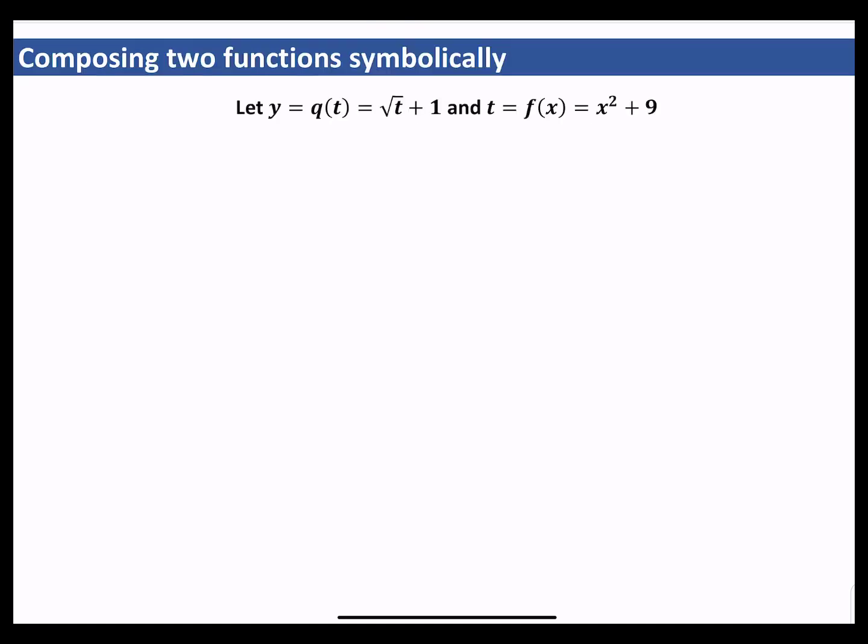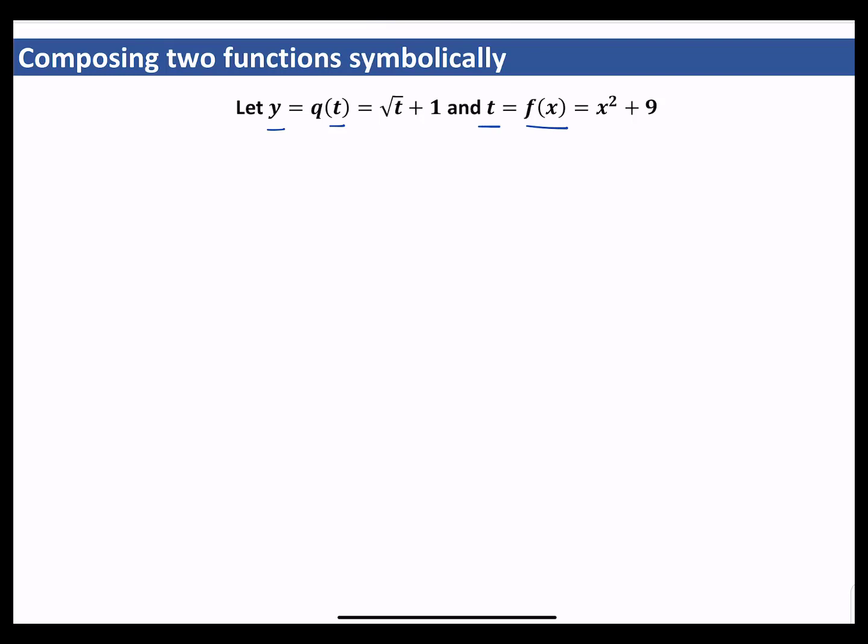Let y equal q of t equal the square root of t plus 1, and let t equal f of x equal x squared plus 9. Is it possible to combine these processes to generate a new function so that y is a function of x? Right now, y is a function of t, and t is a function of x.